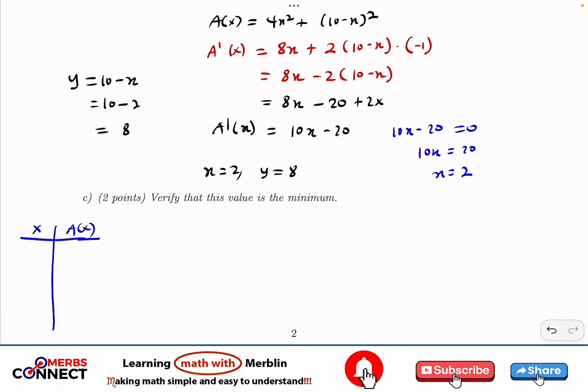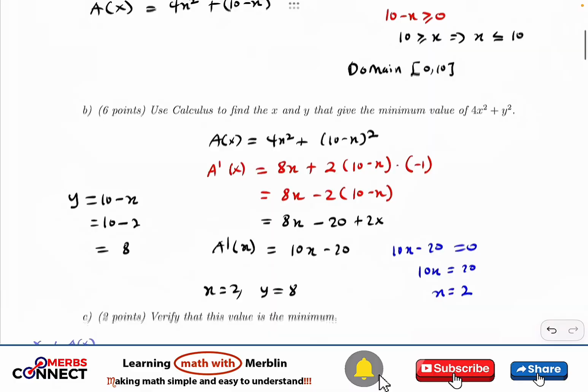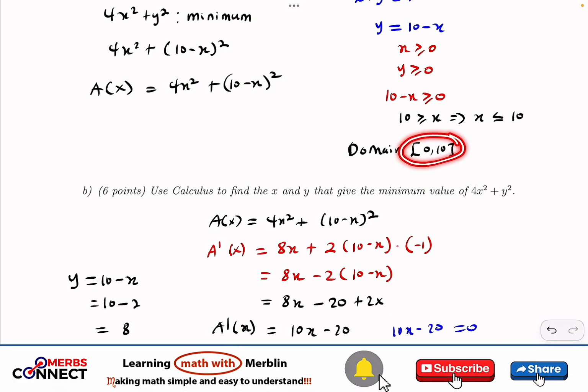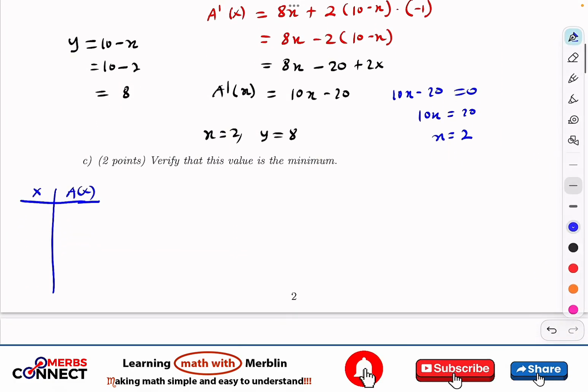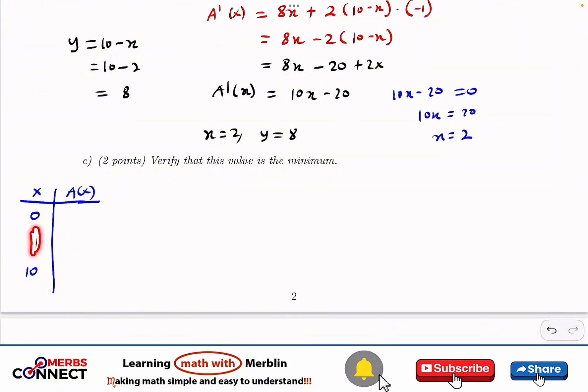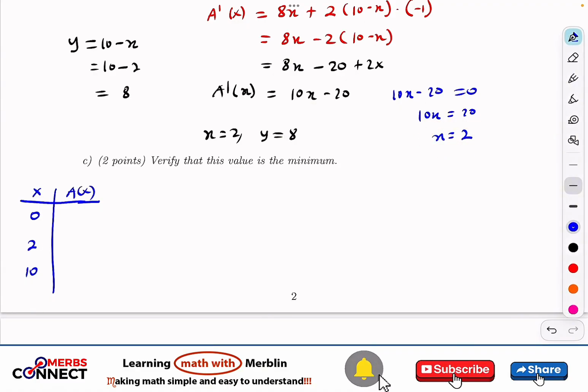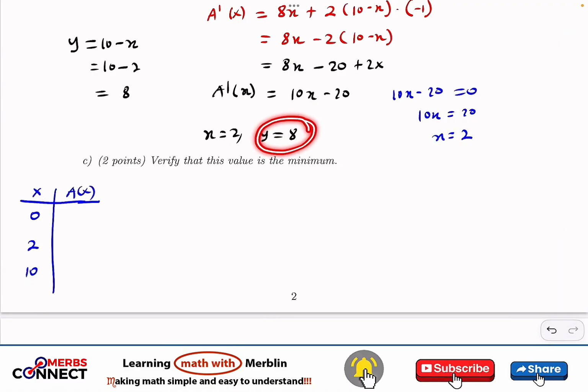Now, the values that are going to be here should be the domain and then the critical point. So I have my domain here, which is 0, 10. Anything in between the endpoints of the domain should be a critical point, and we had it to be 2. Now, somebody will ask, what about 8? Remember, this is x, so we need all x values, not y values.